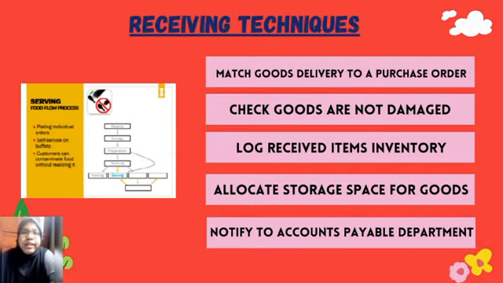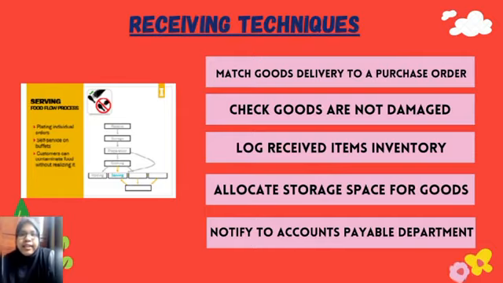Third, log received item inventory. Enter the items you have received into your warehouse management system as soon as possible, including the date and quantity received, so that you can allocate new orders right away. Fourth, allocate storage space for goods. For goods received in stock, the items will need to be allocated a space in the warehouse for storage until ready to be picked for an order.